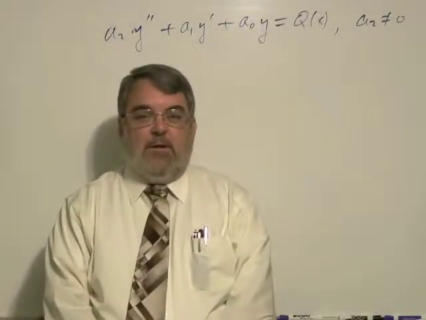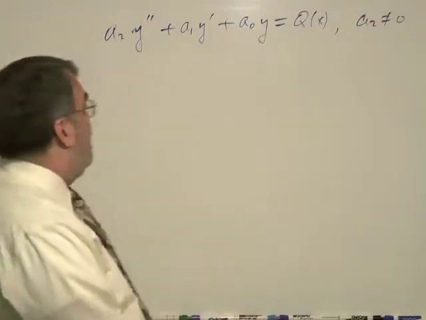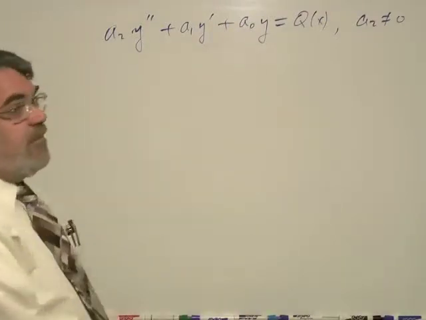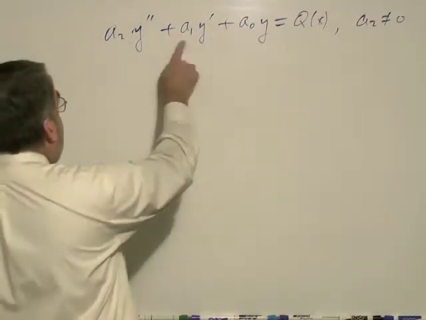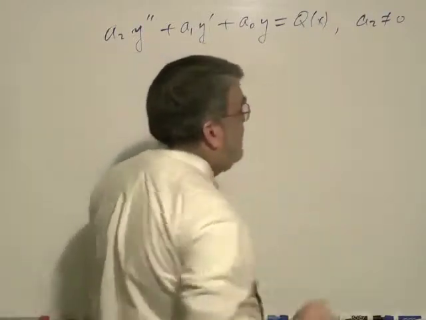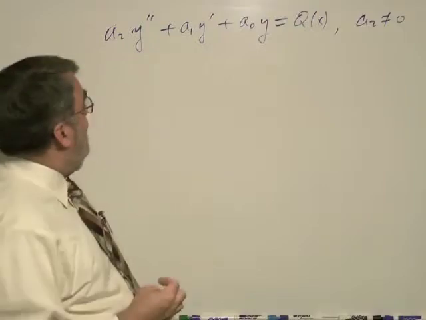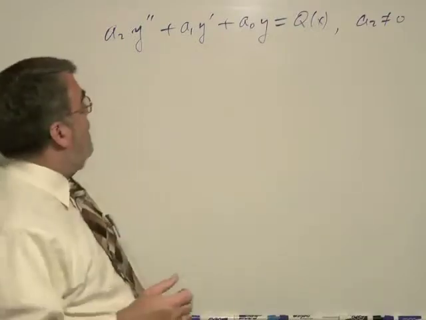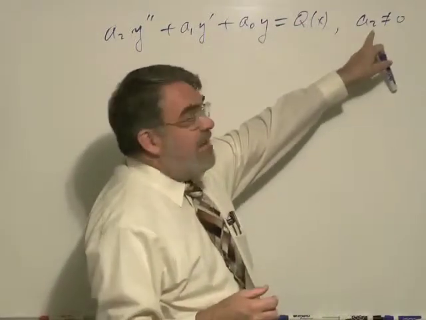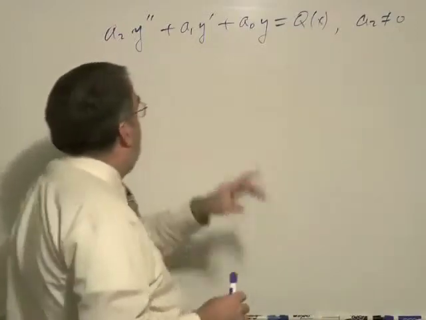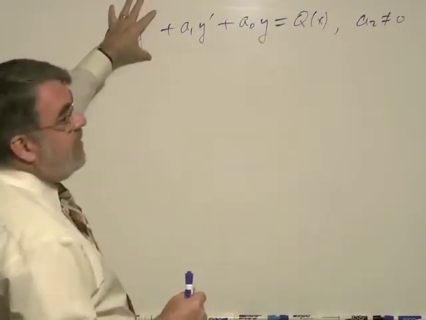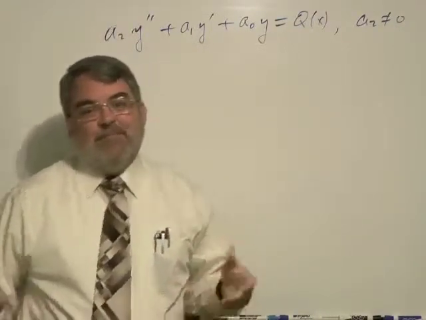Lately we've been studying this type of problem, a second order linear differential equation with constant coefficients and non-homogeneous. The right hand side is a function of x. And for good measure, to keep it second order, I'll stipulate that the first coefficient can't be 0, because if a2 was 0 we would have a first order differential equation, wouldn't we?